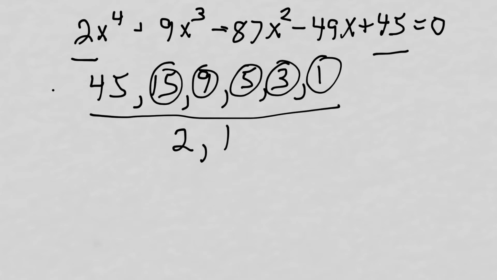Because 1 divided by 1 is 1. 3 divided by 1 is 3. 5 divided by 1 is 5. -1 divided by 1 is -1. -3 divided by 1 is -3. -5. It's usually going to be one of these numbers. All right? Don't stress about that right now.